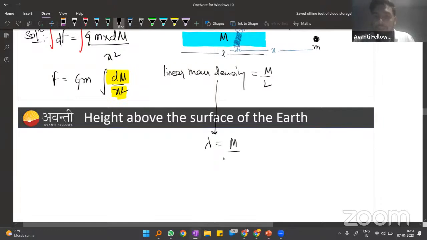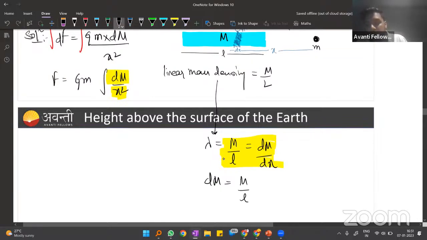Capital M. And total length? Capital L. Or can I say small mass upon small length dx? So what is the value of dm? Using these two, we can calculate the value of dm as M by L into dx. Just substitute the value there.